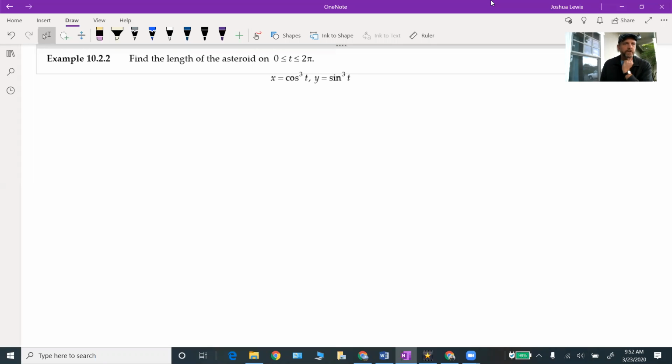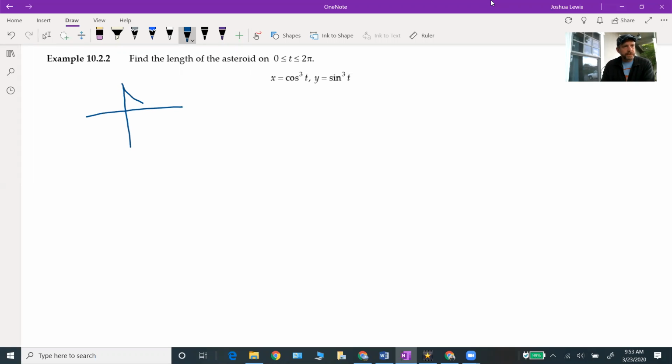All right, so let's see how this works. We're going to find the length of this asteroid over 0 to 2 pi. Now, you want to be careful because we know what this looks like. We saw that earlier. But I'm not going to go from 0 to 2 pi, because if you think about it from a displacement perspective, it's 0. I'm right back where I started. So instead, I'm going to take advantage of some symmetry here.